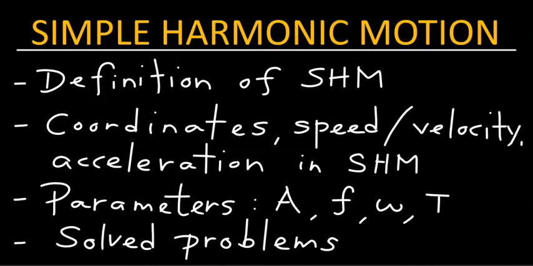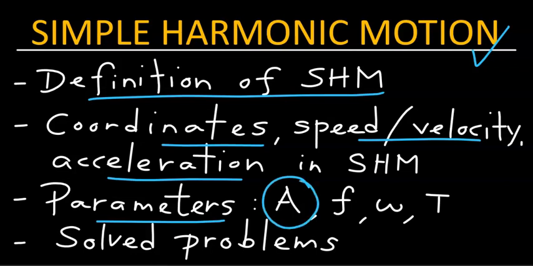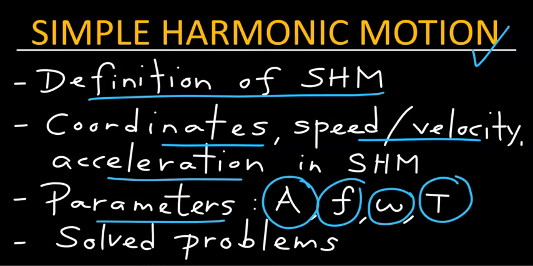In this video, we will talk about simple harmonic motion. We will first define simple harmonic motion, and we will explain how coordinates, speed or velocity, and acceleration of an object executing simple harmonic motion change with time. We will also introduce crucial parameters in simple harmonic motion, such as amplitude, frequency, angular frequency, and period of the motion. Finally, we will solve a few problems based on these concepts.